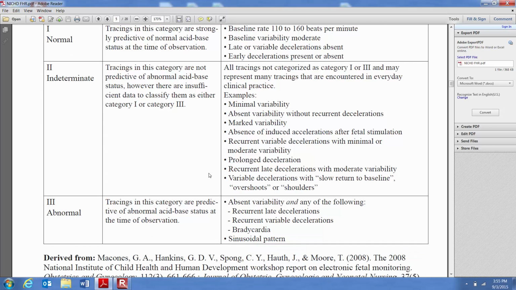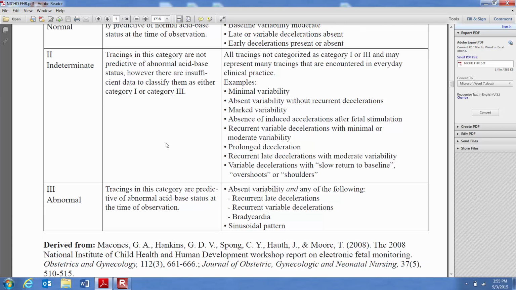Category 2 tracing is, and it says here, all tracings not categorized by category 1 or category 3. That is a lot of times how we say which one it is. So let's jump to category 3. Category 3 is abnormal, it's bad, okay? So in category 3, you have absent variability, okay? You don't have minimal, you don't have moderate, you don't have marked. You have absent variability, and remember, with absent variability, your baby is not oxygenated. There's no variations or fluctuations in that heart rate, okay? You have absent variability. That's a requirement, okay?